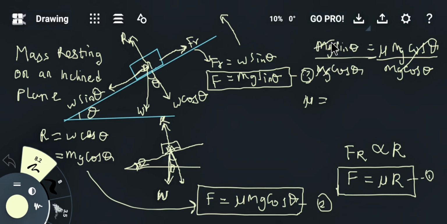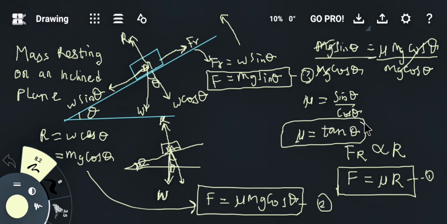It depends on the angle. We can see that sine theta all over cos theta. And from trigonometry, sine theta over cos theta is the same thing as tan theta. So if I put that up, we can see that the coefficient of friction is equal to tan theta. So you can see this. So these are the useful equations that we need as long as friction and the mass on an inclined plane is concerned.